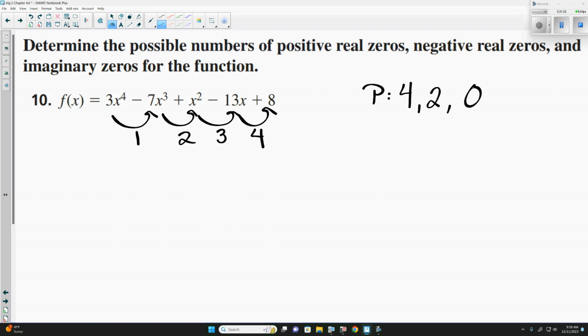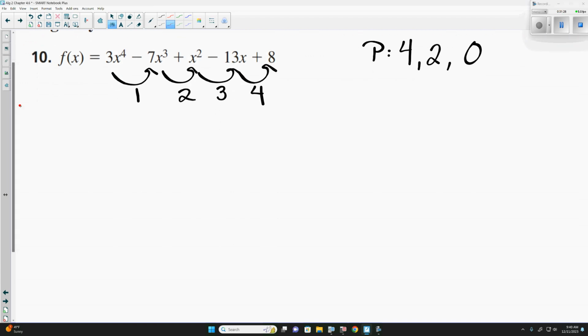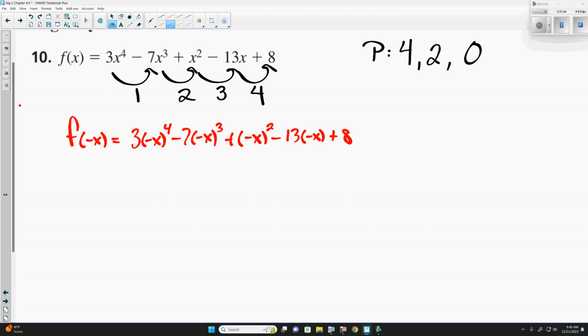Negatives. And again, we're just going through and replacing all the x's with negative x. Now, we're not going to go through the full process we did on the last one, because I did all that to kind of make a point. And the point was that if the exponent is even, the sign stays the same. The sign of the constant stays the same. If the exponent is odd, the sign changes.